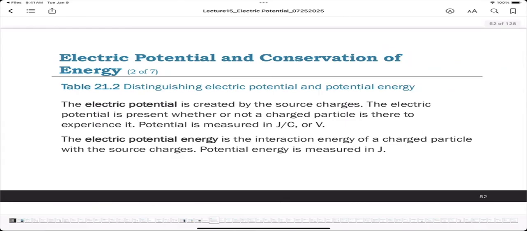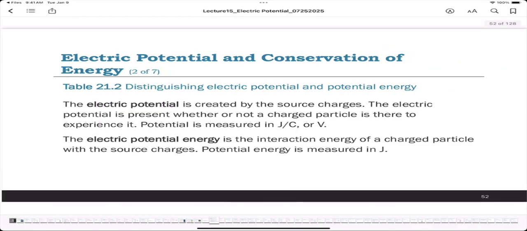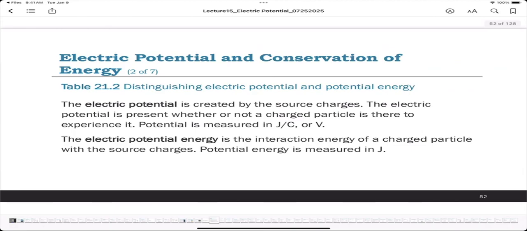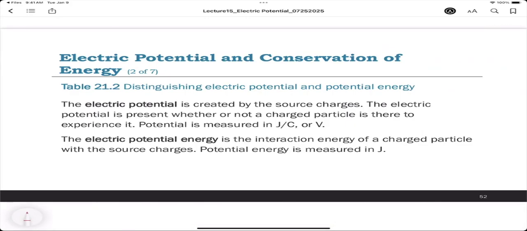The electric potential is created by the source charges. The electric potential is present whether or not a charged particle is there to experience it. The potential is measured in joules per coulomb, or volts. Actually, we can see the electric potential depends on the source charges. It does not depend on the charge in this electric field.